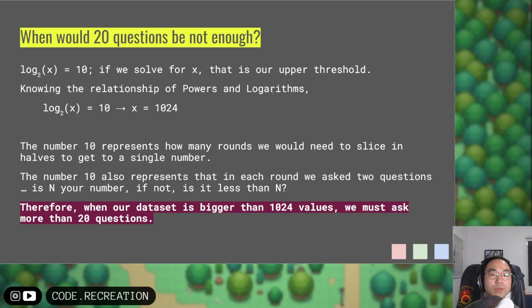The number 10 represents how many rounds we would need to slice in halves to get to a single number for our value of 1024. The number 10 also represents that in each round we ask 2 questions. Therefore, if we were to do 2 times 10, we were asking 20 questions in total. Therefore, when our data set is bigger than 1024, we cannot get the value that they have guessed in under 20 questions.